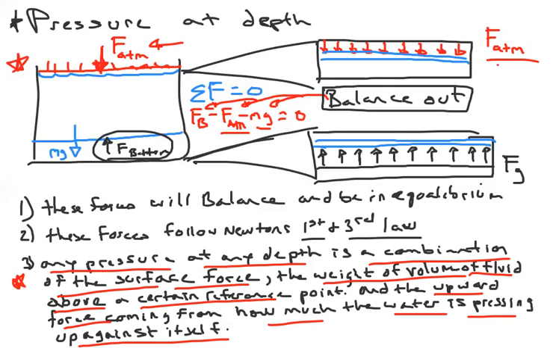So the reason I wrote it like that, coming from how much the water is pressing up against itself, is because if we were to look right here, let's say we didn't get to the ground. Well, this is still going to be a combination of the weight of the fluid above it and the force from the atmospheric pressure, right?